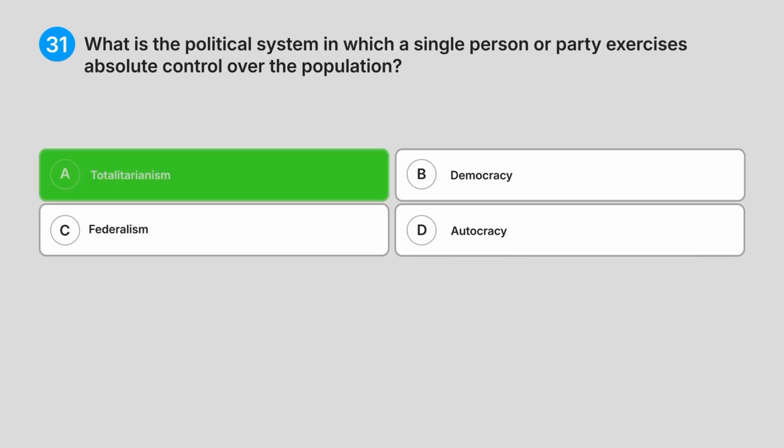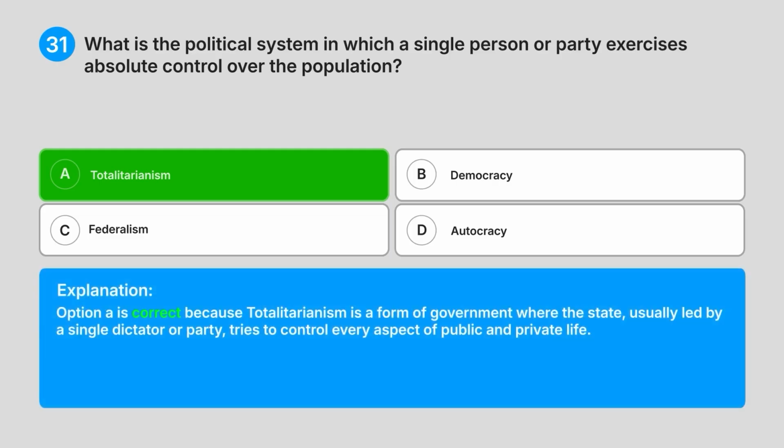Correct answer, A. Totalitarianism. Explanation: option A is correct because totalitarianism is a form of government where the state, usually led by a single dictator or party, tries to control every aspect of public and private life.